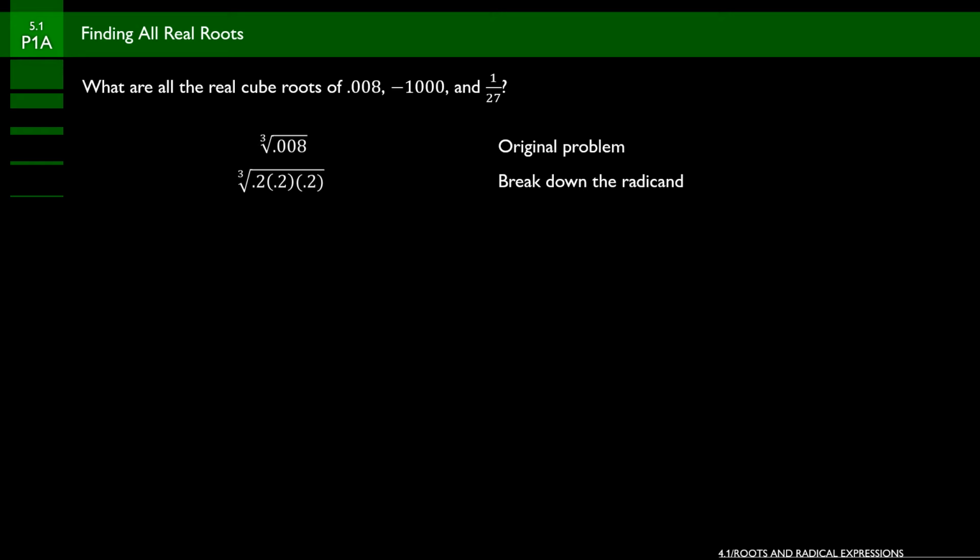So now if I apply what I just did a second ago with dividing the number of decimal places by the index, 3 divided by 3 is 1. If I have 2, I'm going to move that decimal 1 spot to the left, and it's going to be 0.2. So I can break down that radicand into the cubed root of 0.2 times 0.2 times 0.2. If I do 0.2 times 0.2 times 0.2, I get 0.008. So basically what I've got here is the cubed root of 0.2 cubed, which means that the answer is 0.2.